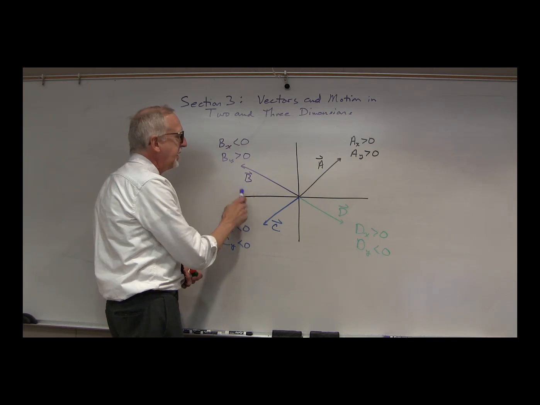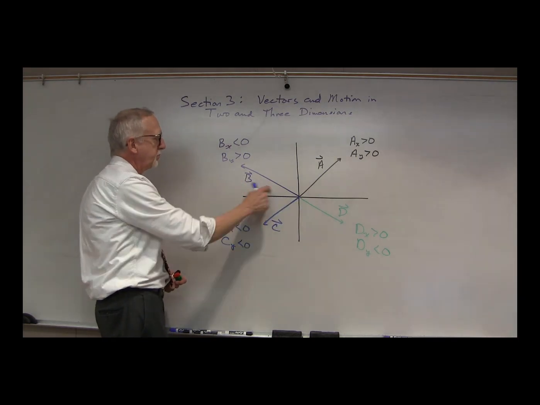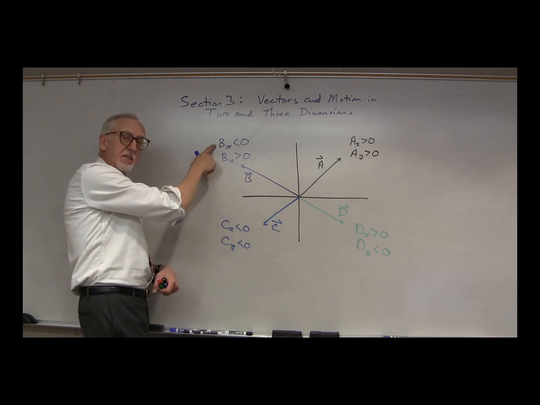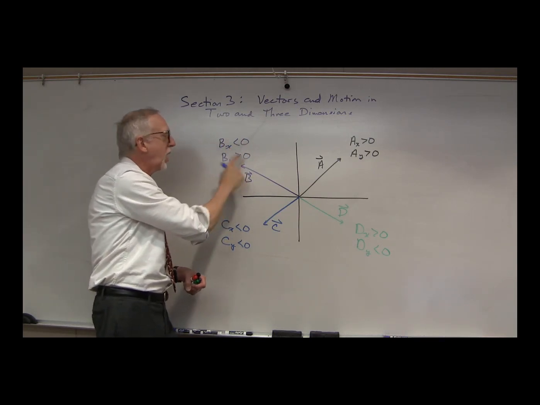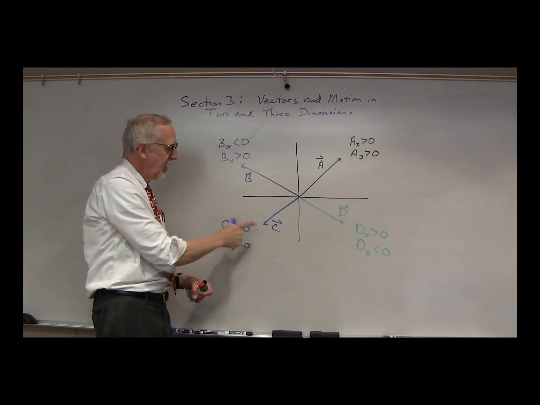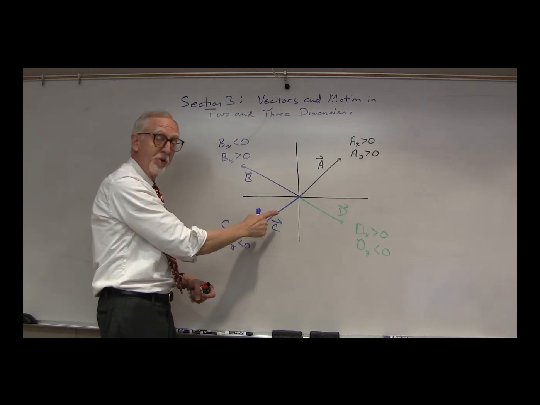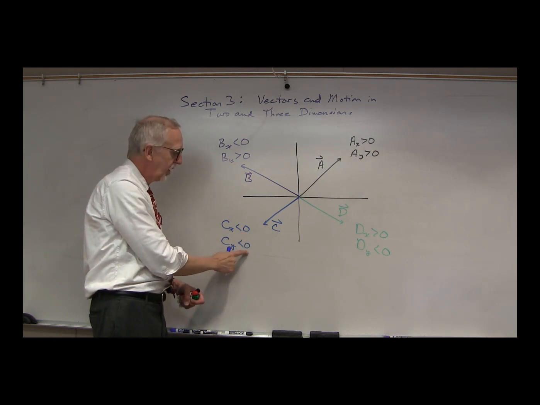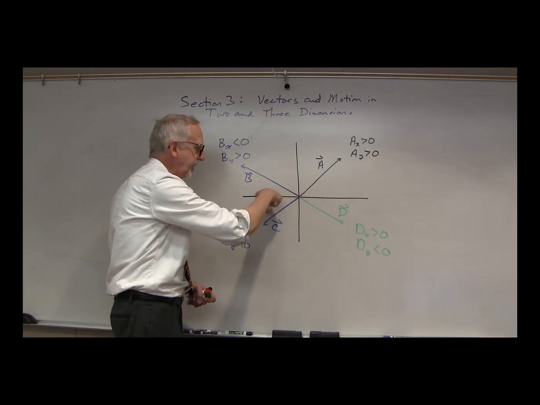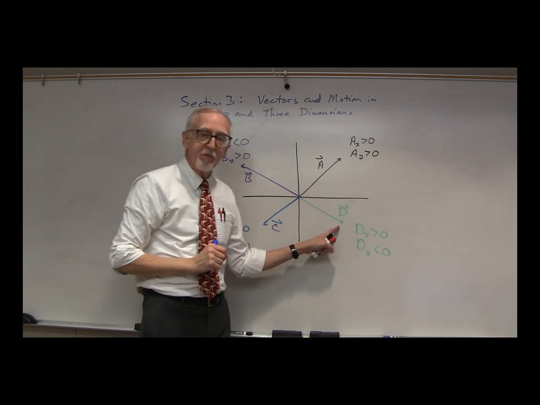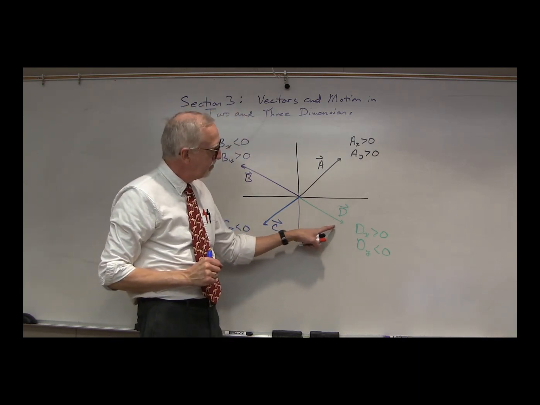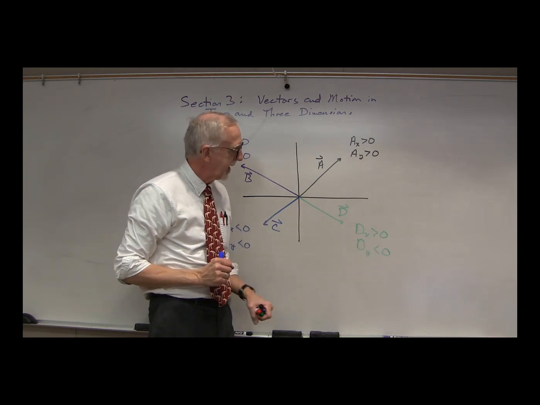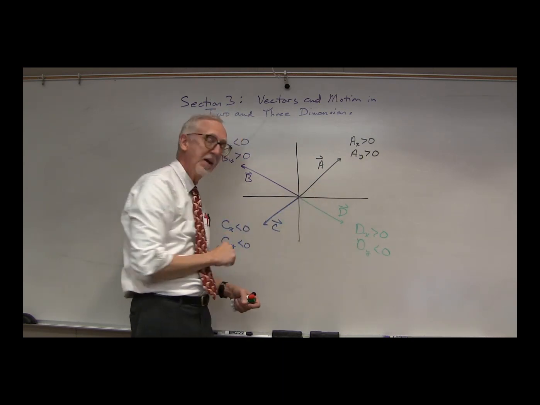If we have a vector b in the second quadrant, then it's pointing to the left and up. Its x component would be negative, but its y component would be positive. If we have a vector c in the third quadrant, its x component, cx, would be negative, and cy would be negative. In other words, it's pointing left and down. A vector in the fourth quadrant, say d, in this case dx would be positive, but dy would be negative. In other words, it's pointing to the right and down.